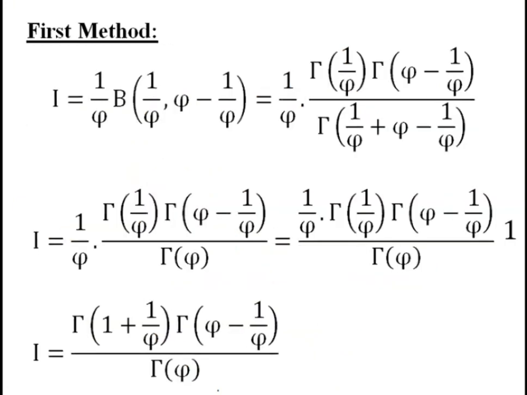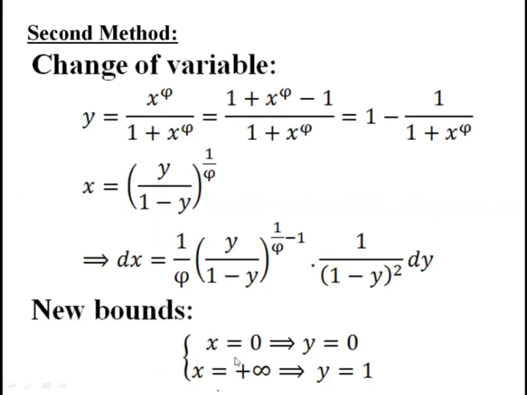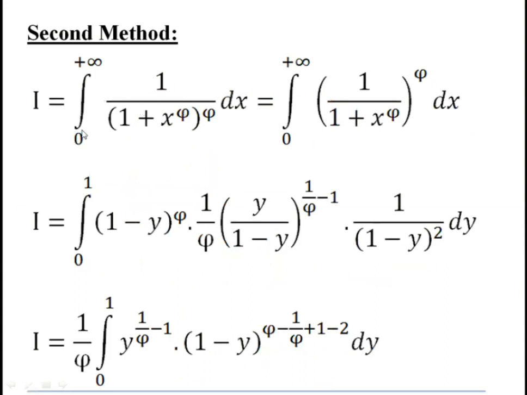Now for the new bounds, we have x equals 0. If x equals 0, we get y equals 0 over 1 plus 0, which is 0. And for the upper bound, x equals infinity, then y equals the limit as x tends to infinity of this term, which is the limit of x to the power 5 over x to the power 5, which is 1. Now we have to substitute. The old bounds are 0 to infinity, and the new bounds are 0 to 1. So here we can write the new bounds from 0 to 1.